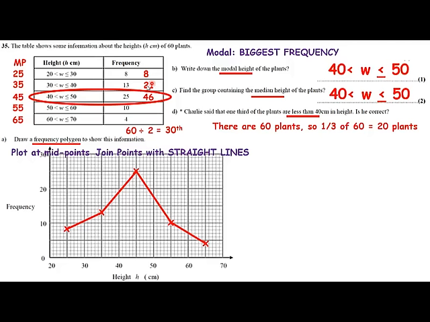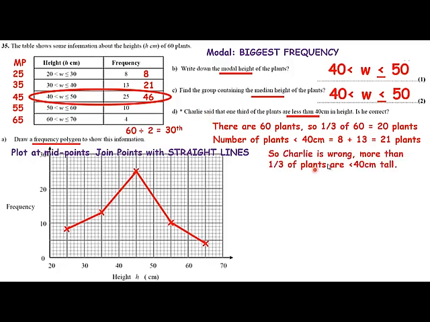Right, and I know that 8 plus 13 is 21 plants less than 40 centimeters. So is Charlie correct? Well, he's actually wrong. More than 1/3 of the plants are less than 40 centimeters tall. It's just one more, but it is more than 1/3, and so Charlie is wrong. Write out a sentence in clear English that makes sense, and think about what you're writing.